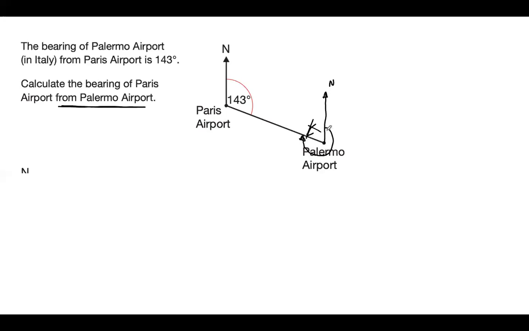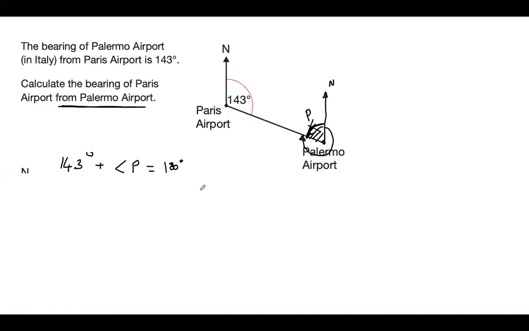Both this line and this line are northern lines, so they are parallel. As you see, this angle of 143 degrees here is an interior angle with this angle here, which I'm going to call angle P. So 143 degrees and angle P are both interior angles, as they appear inside those two parallel lines at the intersection line here. As interior angles, the sum of both of them, 143 degrees plus angle P, is 180 degrees.